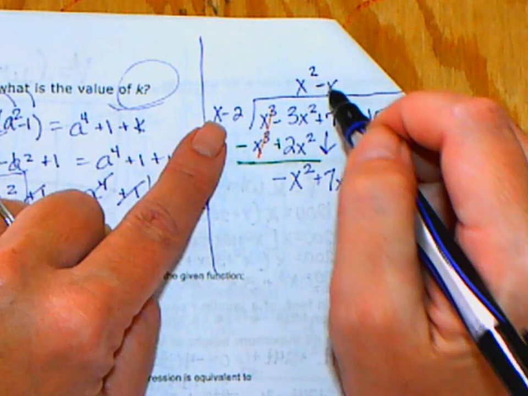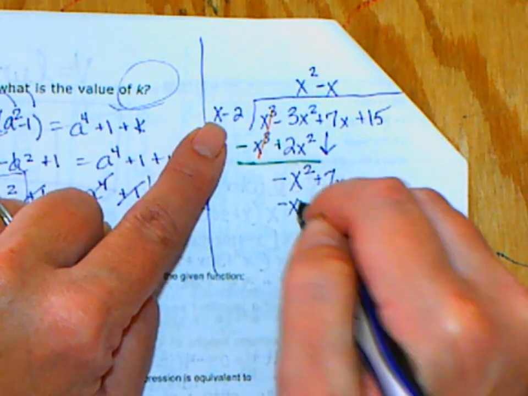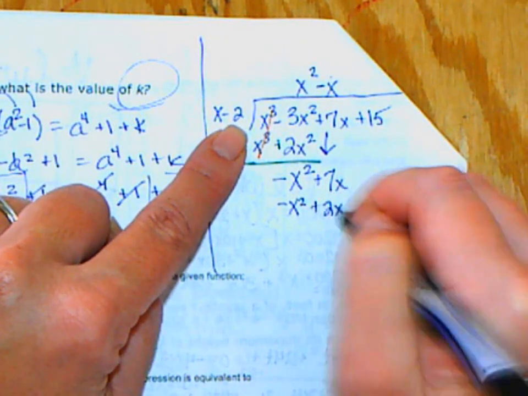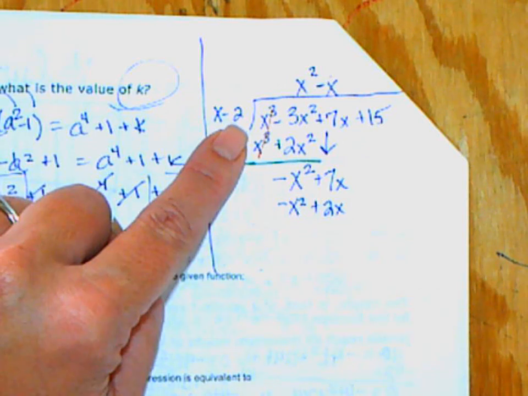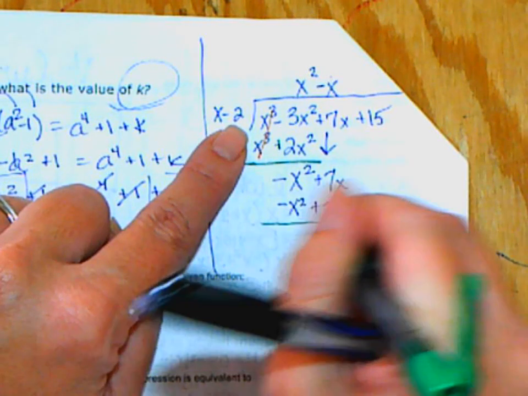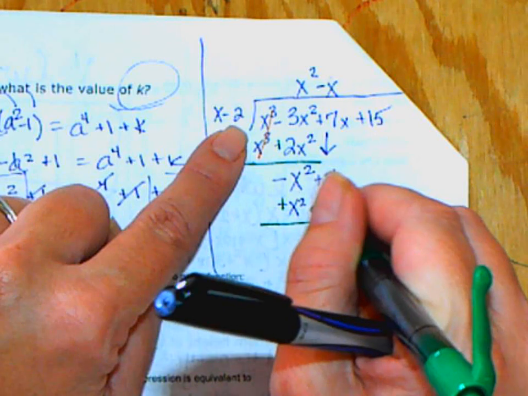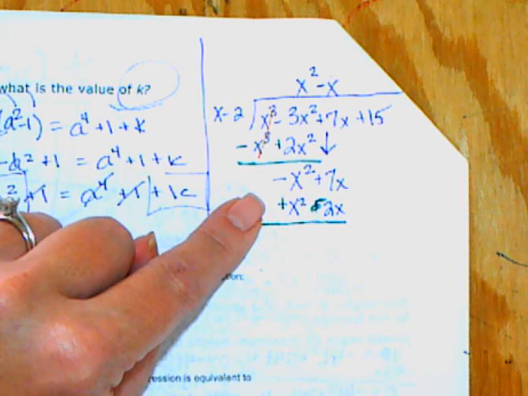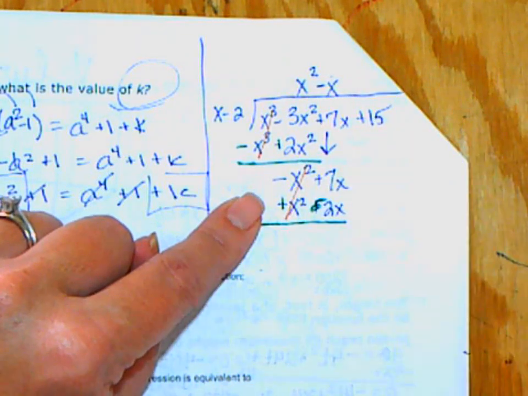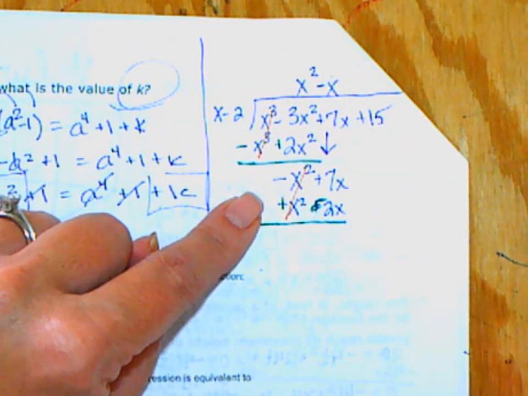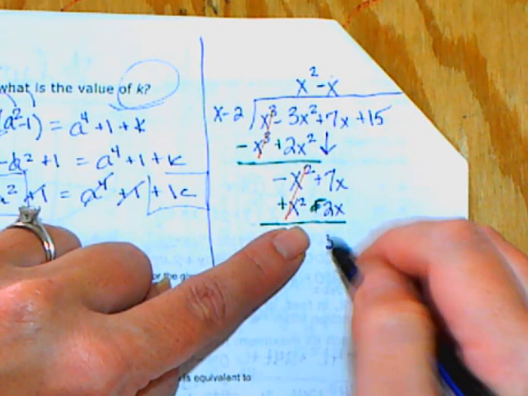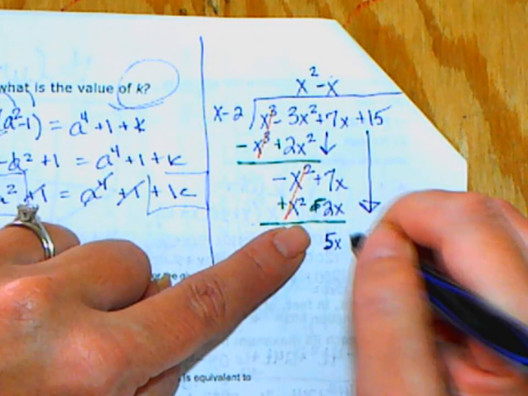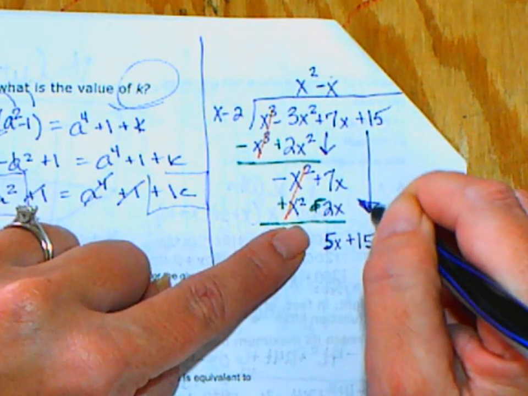Multiply all over again. Negative x times x is negative x squared. Negative x times negative 2 is positive 2x. Y'all remember this? Draw a line and change the signs, all of them. X squared plus negative x squared should cancel. If it doesn't, something's wrong. Positive 7x minus 2x is 5x. Bring down your positive 15. Again, you want to drop it like it's hot.